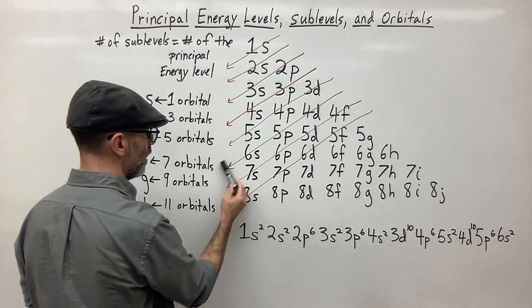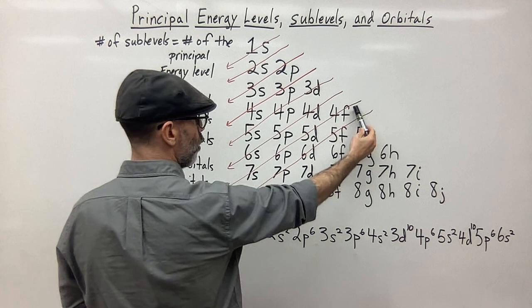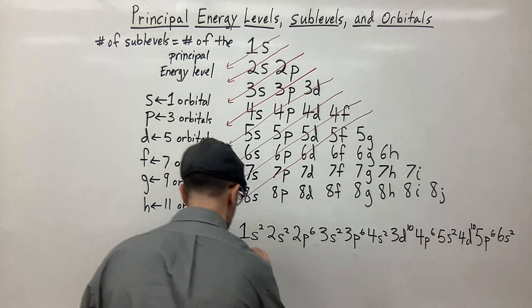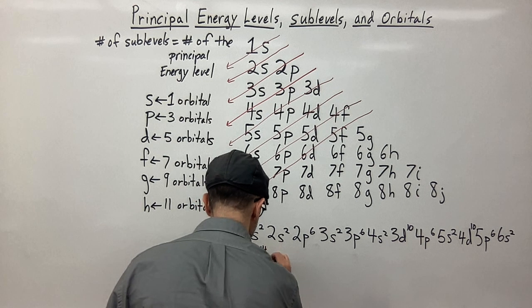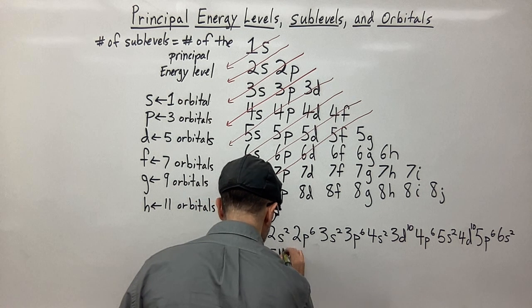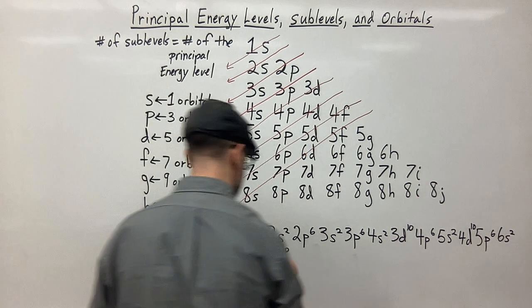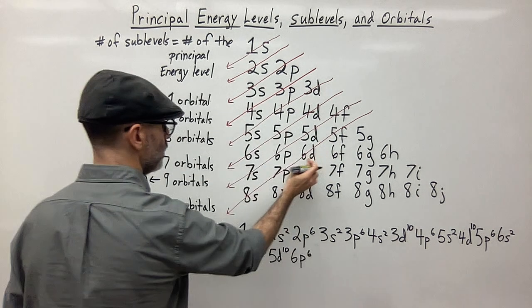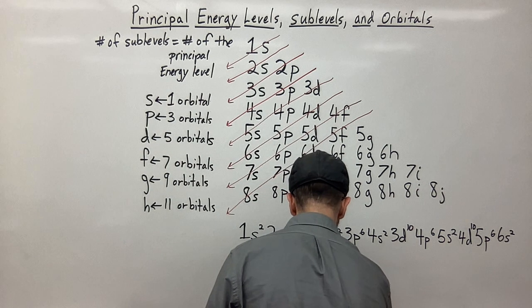At the end of this arrow, I go to the next one, and I go 4f, 5d. So I'm going to continue here. So I have 4f, that's going to be 14, 5d10, 6p6, and then 7s2.